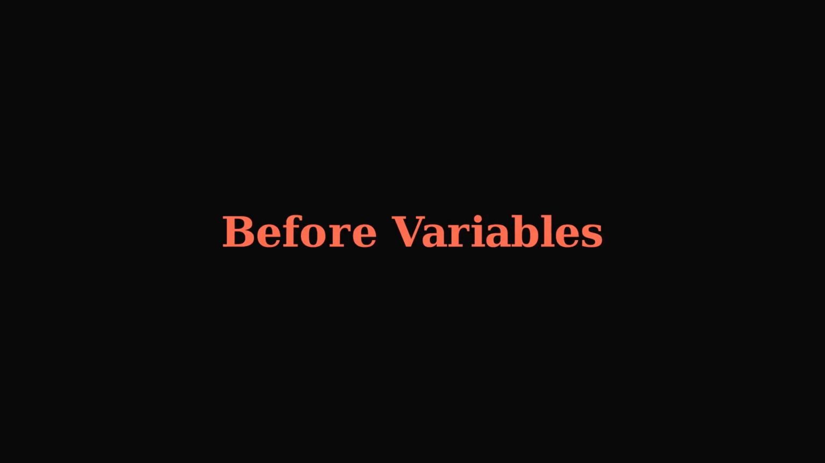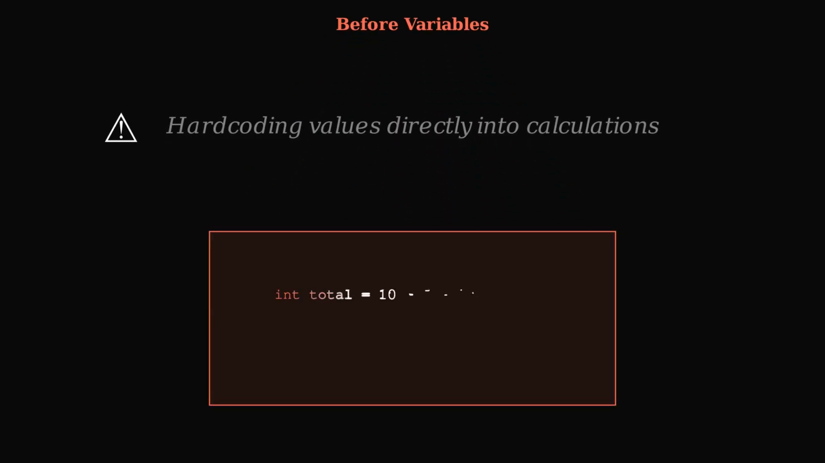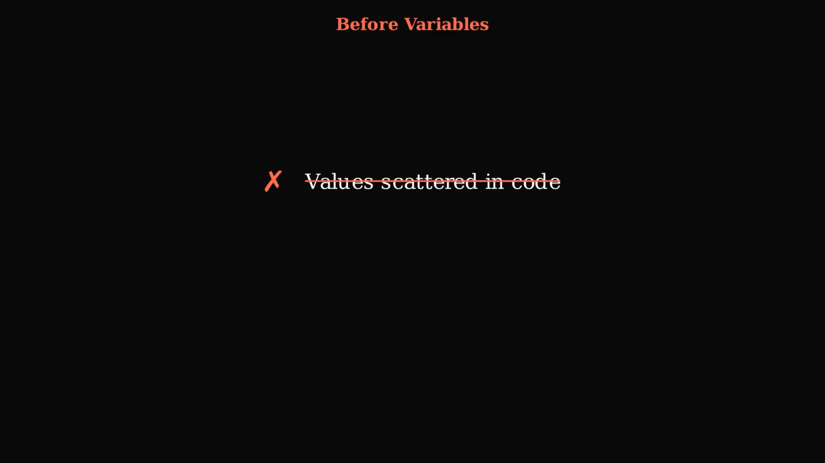So what happens without variables? Hard coding values directly into calculations. Look at how messy the code gets. Values scattered in code. Hard to update values. No meaningful names. There has to be a better way.